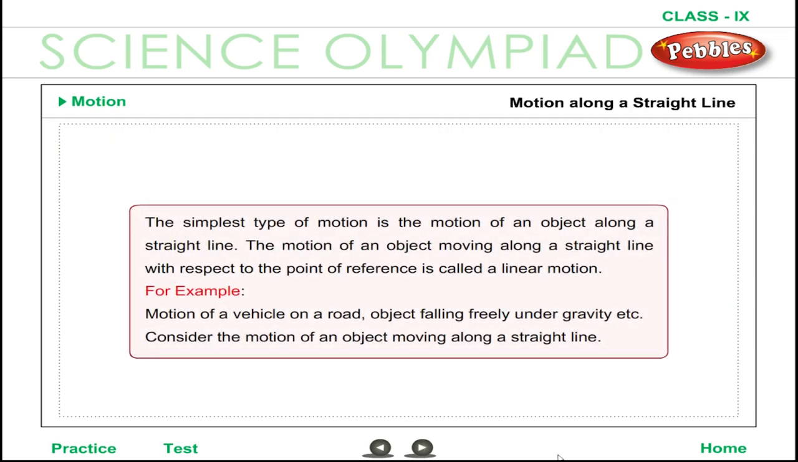Motion along a straight line. The simplest type of motion is the motion of an object along a straight line. The motion of an object moving along a straight line with respect to the point of reference is called a linear motion. For example, motion of a vehicle on a ground, object falling freely under gravity, etc. Consider the motion of an object moving along a straight line.